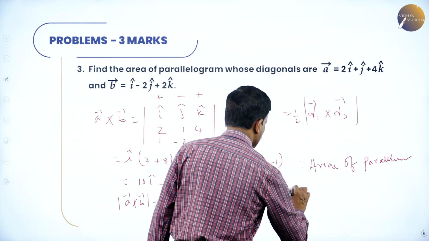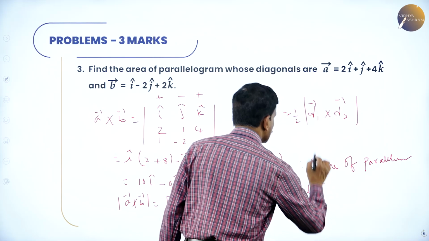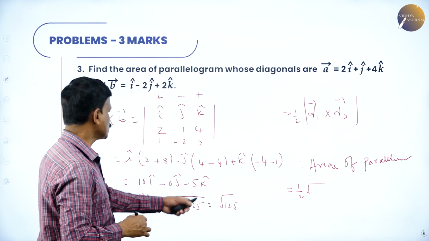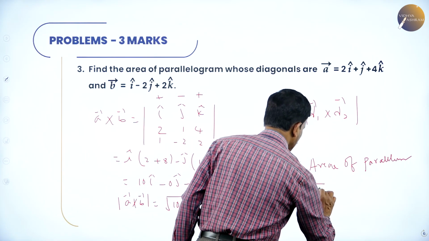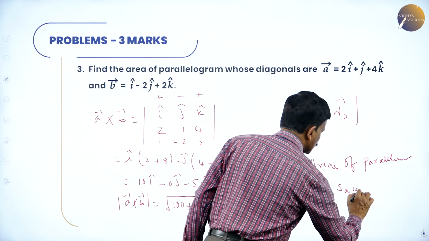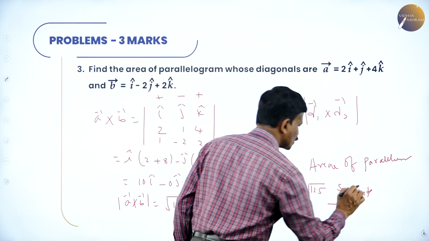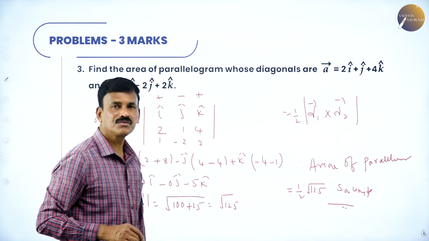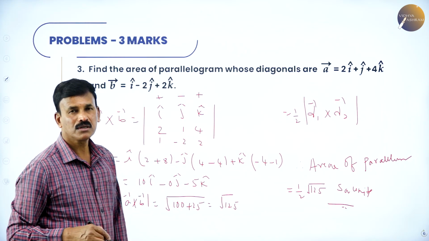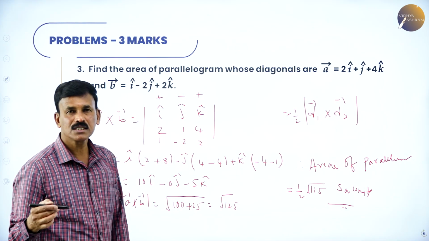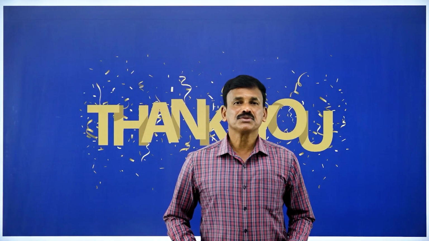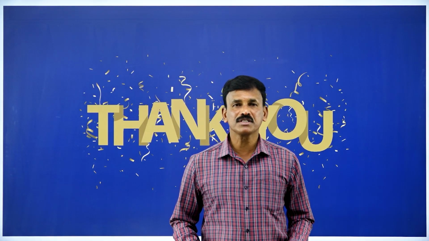So therefore the area of the parallelogram is equal to half into length of A cross B, that is root of 125 square units. That's it. This is how we are going to find the area of the parallelogram whenever the adjacent sides and diagonals are given. That's all regarding today's session. Let us meet with a different concept in the next session. Thank you. Thank you very much.